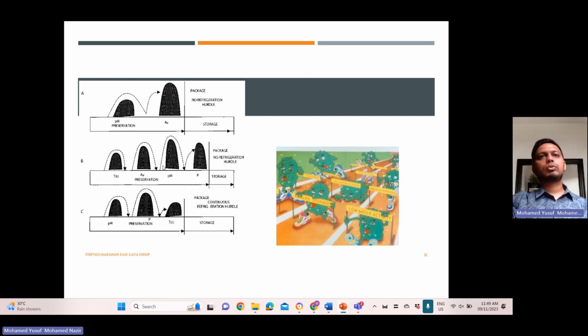And we can also combine many more factors. Let's say the food already has a very high water activity, where it can easily get spoiled. So we can combine with many other factors to make sure that there will be no growth of the microorganism. So this image, I think, can clearly help you to understand the hurdle technology.